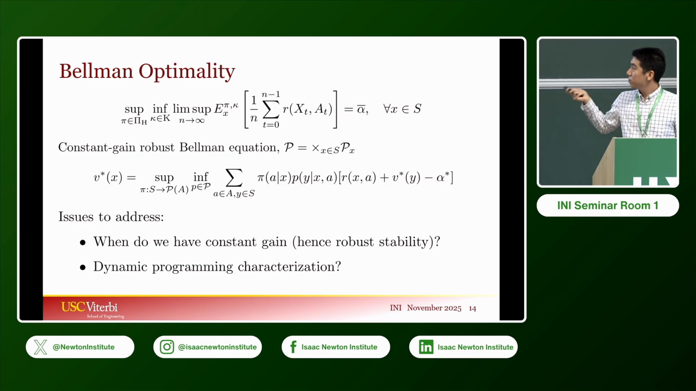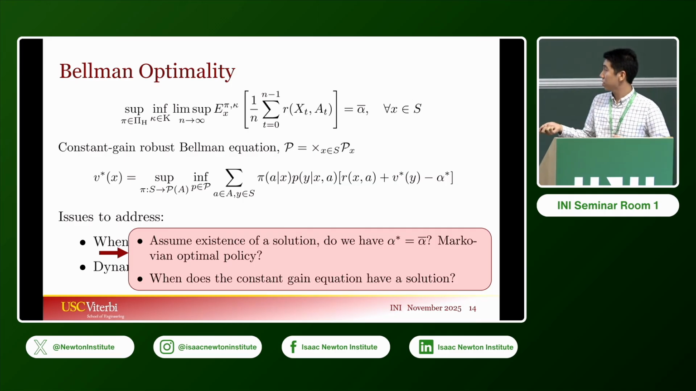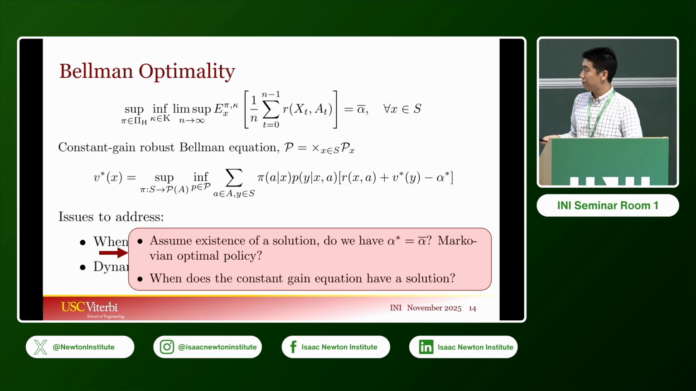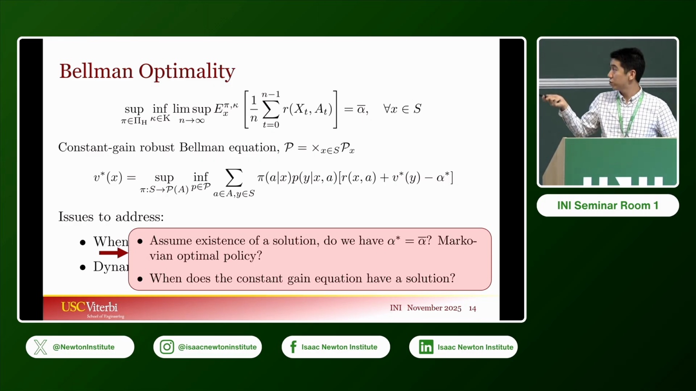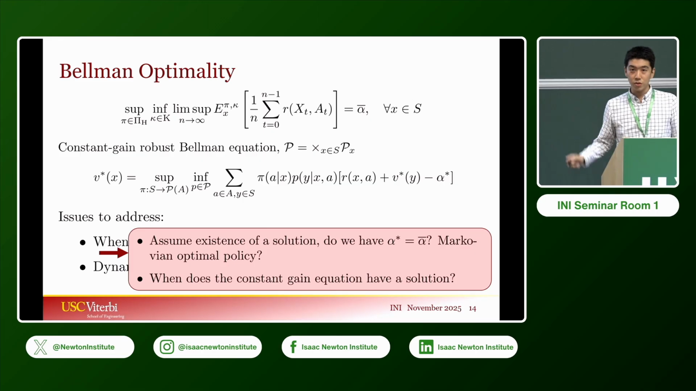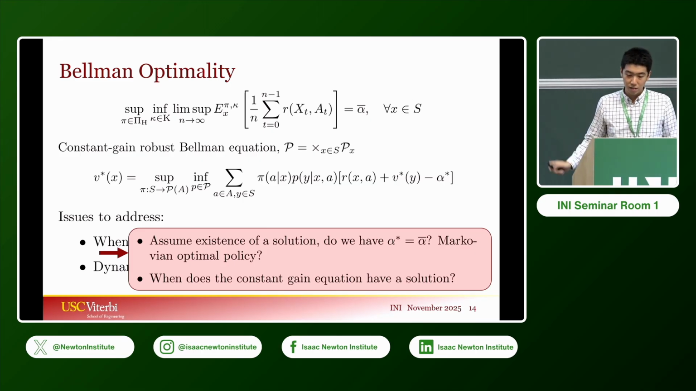With this postulated equation, the issue that we want to address can be reformulated as follows. First, if we assume that a solution to this equation exists, does this solution characterize the optimal average reward, as well as the optimal policy? And also, do we have Markov optimality? And secondly, when does a solution to this equation exist? I'm going to answer both questions in the rest of the talk.